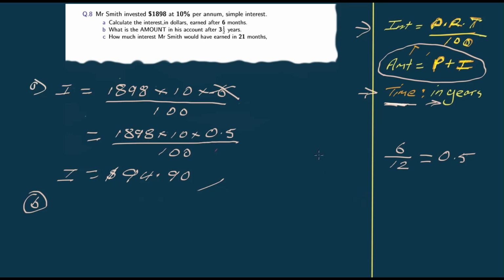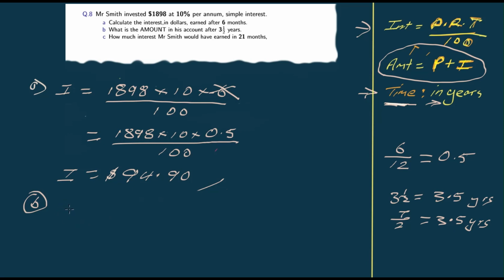Now, before we could work out the amount, we need to find what is the interest for 3.5 years. So 3.5 years, the working will be 7 over 2. So 3 2s are 6 plus 1 is 7 over 2. 7 over 2 will give us 3.5 years. Remember, we have to put the time in years, and this is one way of calculating the years in decimal.